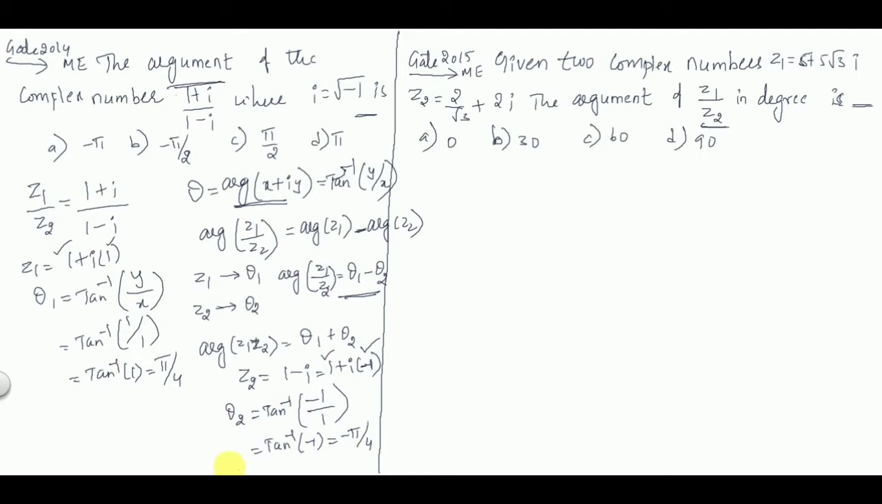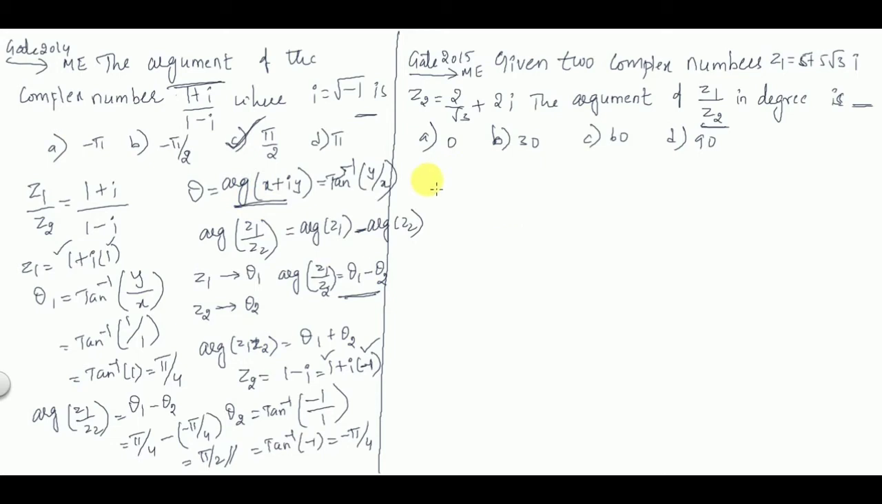So we need argument of z1 by z2, which is equal to θ1 minus θ2. θ1 is pi by 4 minus of θ2, which is minus pi by 4. So it will be pi by 4 plus pi by 4. Then the answer will be pi by 2. Okay, so the answer is pi by 2. So these are the concepts which you have to remember, and this is how we can solve.